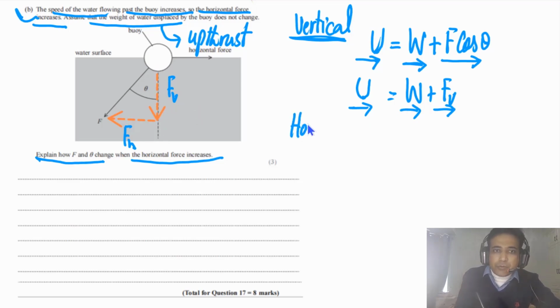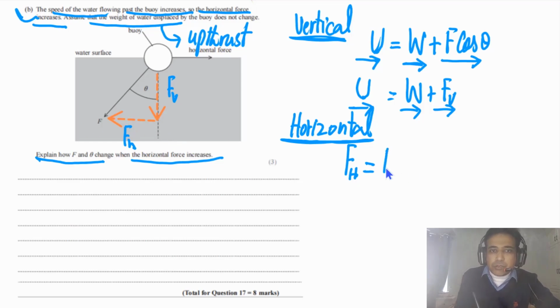Now we can look at forces along horizontal. So this is a systematic approach. Any question of this type you can answer using the same technique. Along horizontal, we have the horizontal force. We can say this is F capital H. This has to be equal to this component of force, meaning this has to be equal to F sine of theta. As this force increases, this as a whole has to increase.